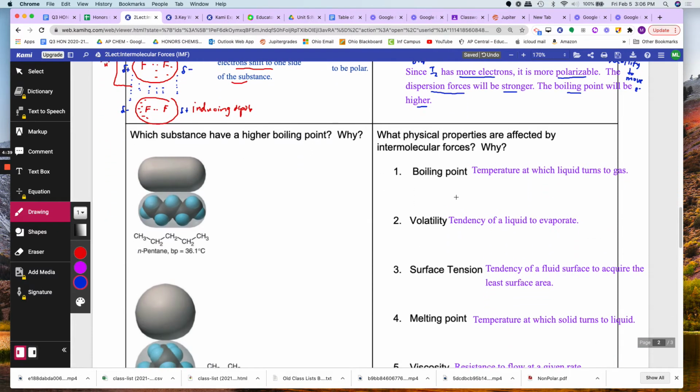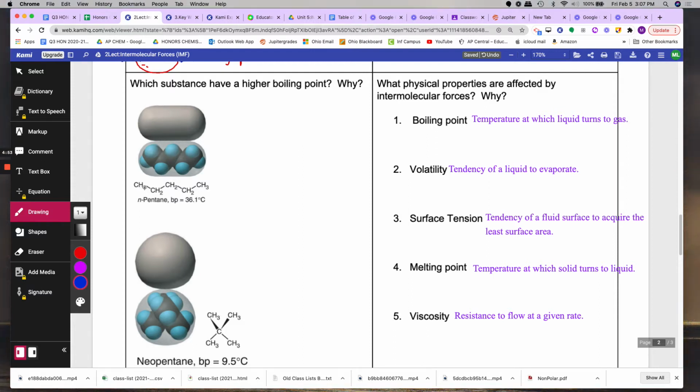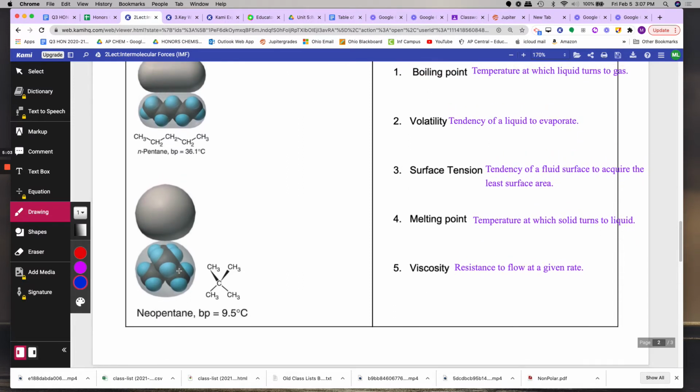Okay? Here's another thing you can look at. Which substance has a higher boiling point? This is pentane. The n means it's long and there are no branches. So it's just a long chain. It looks like this. Which substance has a higher boiling point, n-pentane or neopentane? This one is branched.